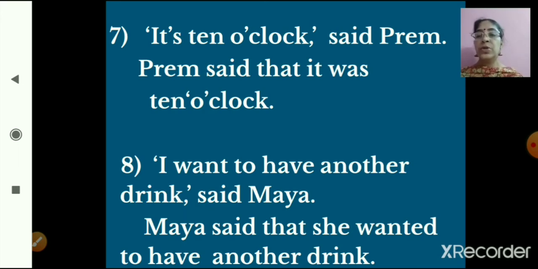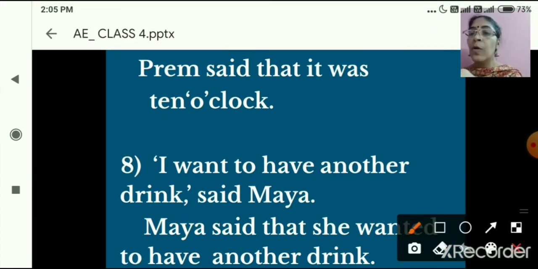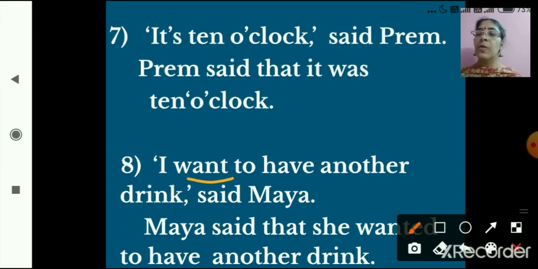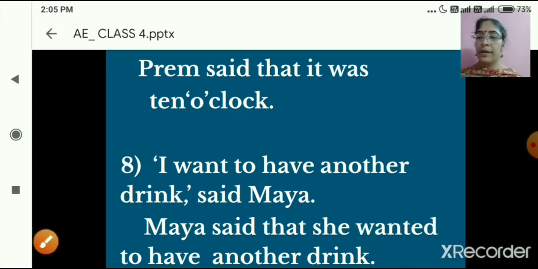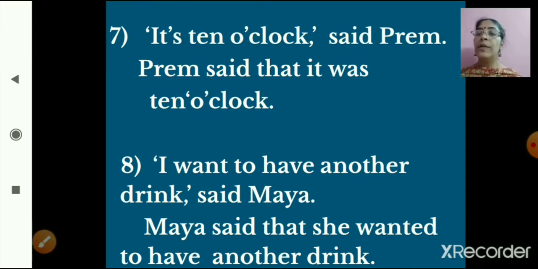I want to have another drink, said Maya. Yes, can you identify the verb here? Want, correct. So want is in the present, and if we write it in the past tense, what will happen? Wanted, correct. And you will begin with which name of the person? Maya, correct. Maya said that, very good, she wanted to have another drink, full stop, very good.